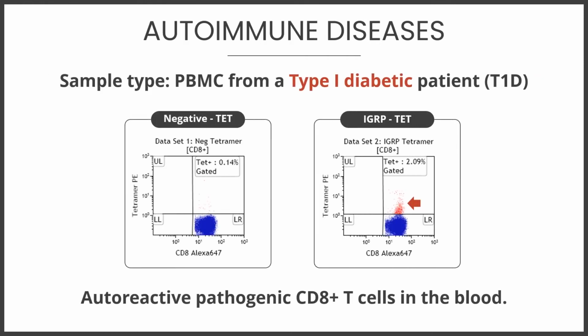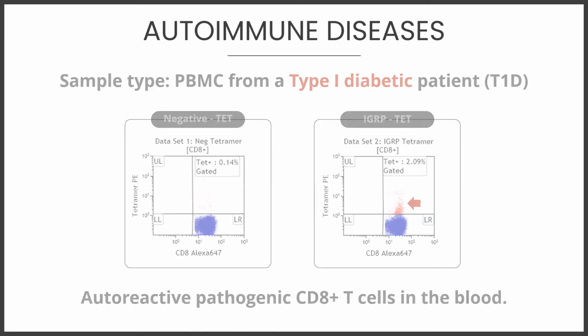The next example pertains to autoimmune diseases. This is a sample we obtained from a patient with type 1 diabetes. You can observe autoreactive pathogenic CD8 T cells identified using a tetramer against an insulin-related self-antigen.